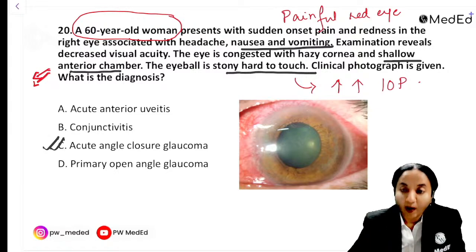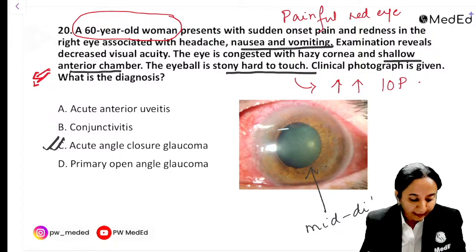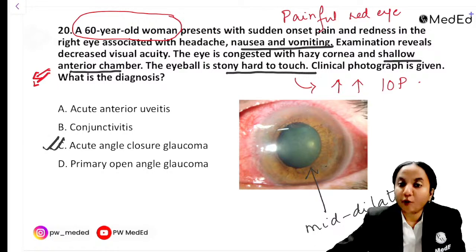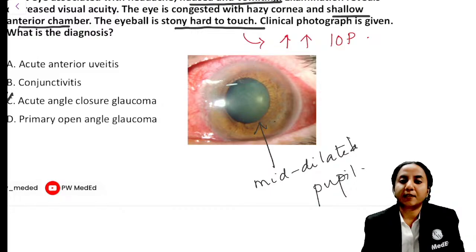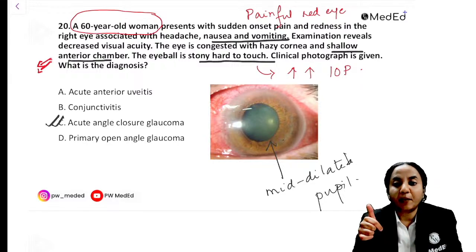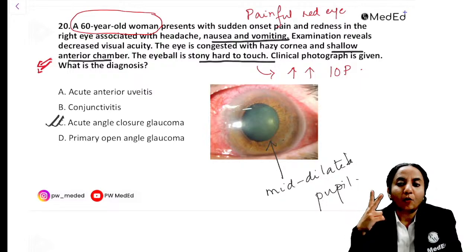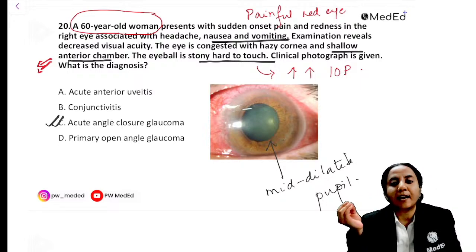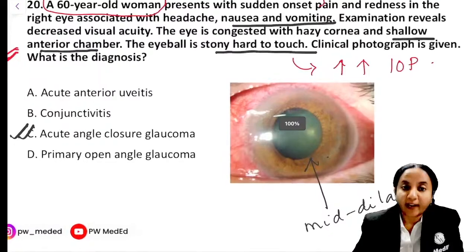Also, there is one pointer in the image. What can you say about the pupil here? The pupil is a mid-dilated pupil. Why? Because this attack of angle closure is precipitated by mydriasis. So these are the pointers in the question. Elderly female patient presents with a sudden onset painful red eye. On examination, AC is shallow, pupil is mid-dilated, and the IOP is high or the eyeball is stony hard to touch. So all this gives us a diagnosis of acute angle closure glaucoma.